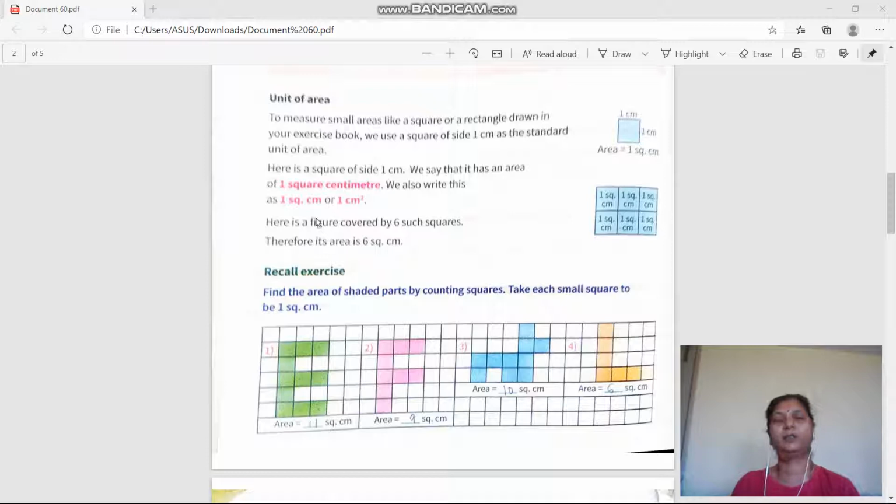Now we are calculating the area on the basis of this unit of area, that is, 1 unit is equal to 1 square centimeter. We have just calculated this one, so let's start the fourth one. I will start from this square: 1, 2, 3, 4, 5, 6, that is 6 square centimeter area. Now, next.